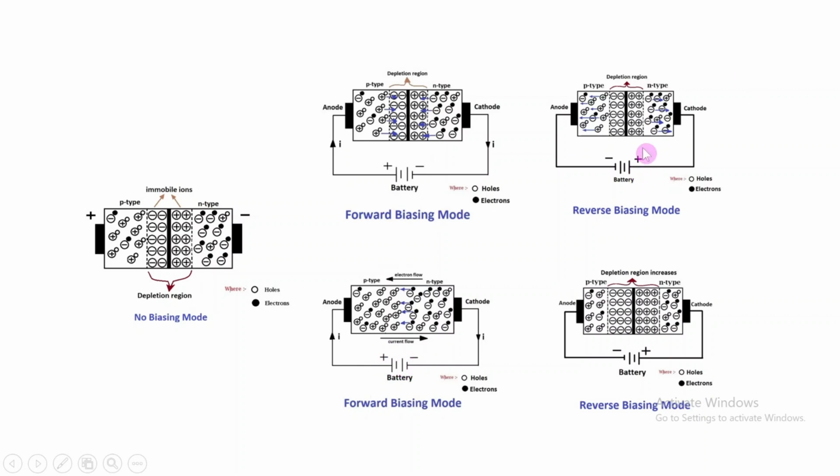And in reverse bias, if we connect the positive terminal with the n-type, it will attract the negative charges towards itself. If we connect the negative terminal to the p-type, it will attract the holes towards itself, due to which the depletion region will be more and no current will pass in the semiconductor. This behavior of the diode will be used for the rectification purpose, and we will discuss that in the next video.